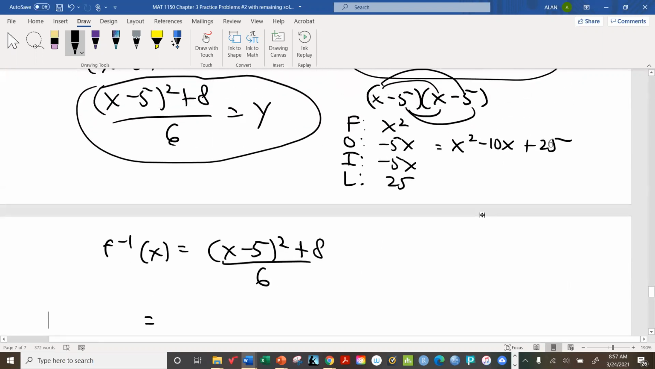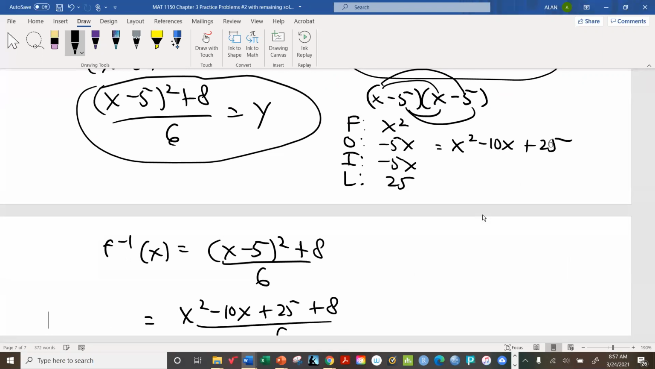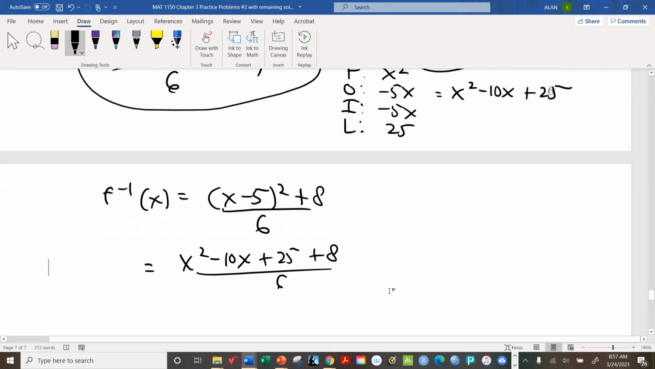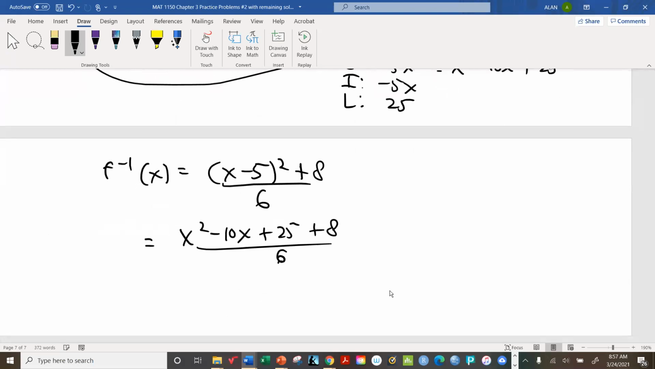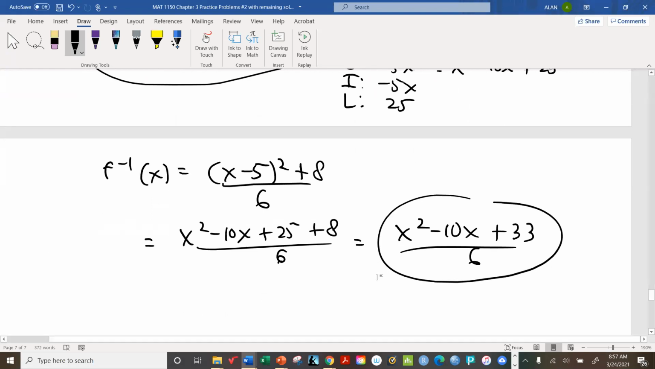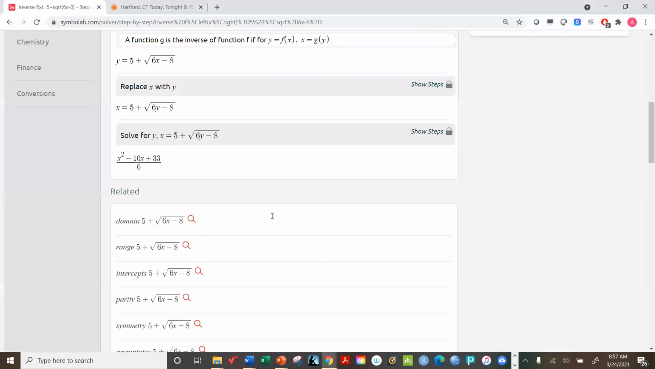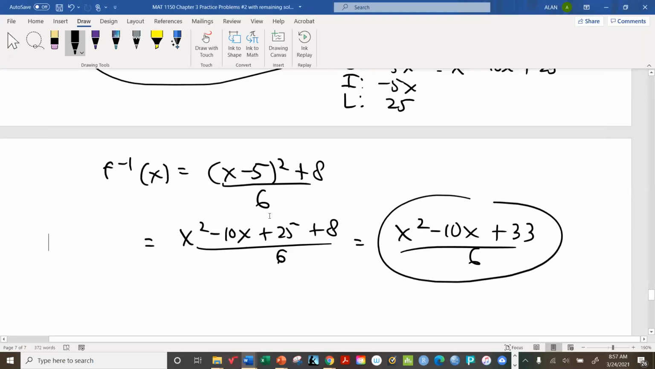So we'll replace that x minus 5 squared with x squared minus 10x plus 25, plus 8, all divided by 6. And we have x squared minus 10x plus 33 over 6. So, and that's what they have. X squared minus 10x plus 33 over 6. That is the equivalent version of our inverse. All right, so that ordeal is over.